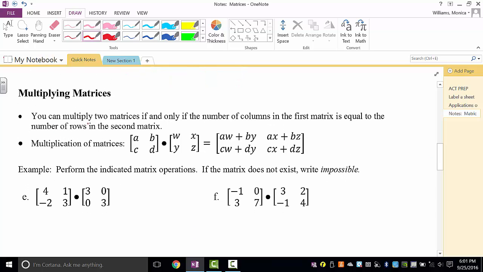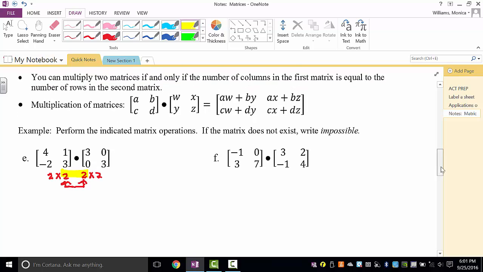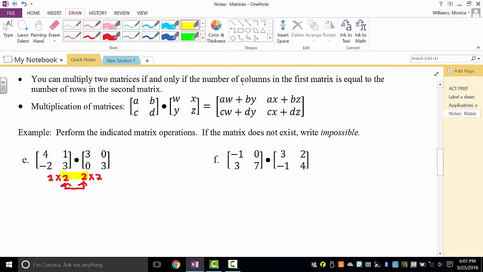Multiplying matrices, you can multiply 2 matrices if and only if the number of columns in the first matrix is equal to the number of rows in the second matrix. If that is not true, you cannot multiply the matrices. Here we have a 2 by 2 and a 2 by 2. So you look at your 2 inner numbers. These 2 inner numbers must match. If they are the same, you can multiply them. That's the number of columns in the first equals the number of rows in the second.